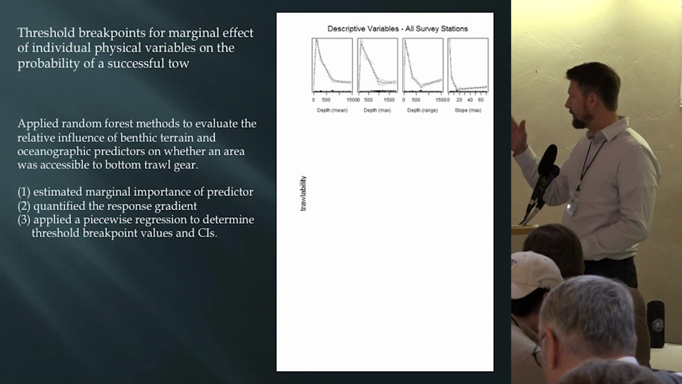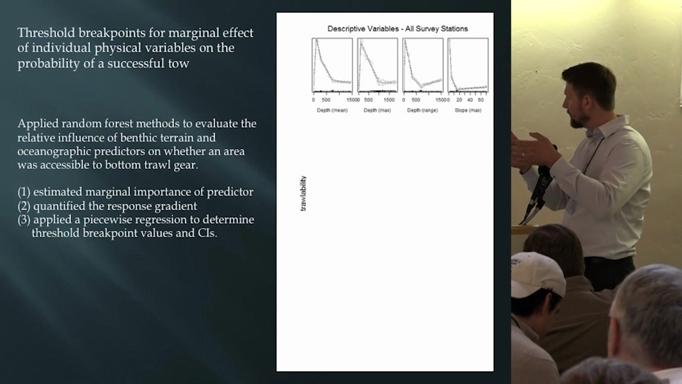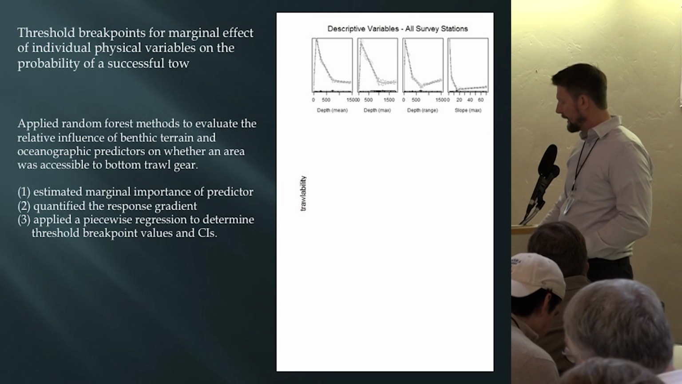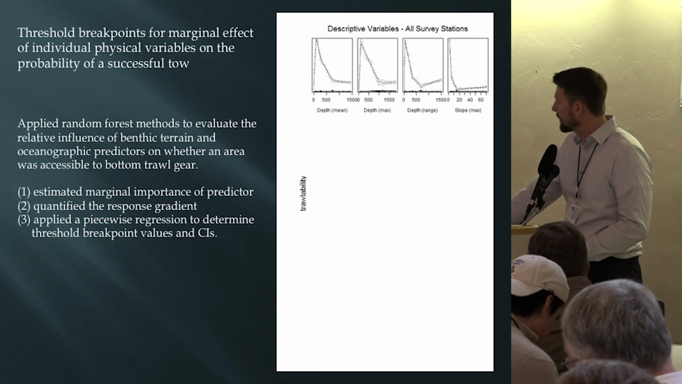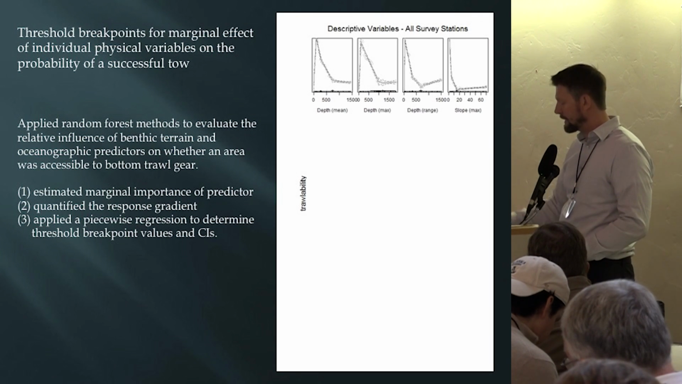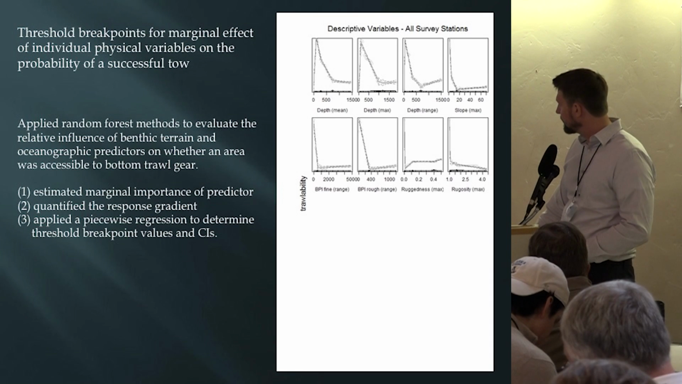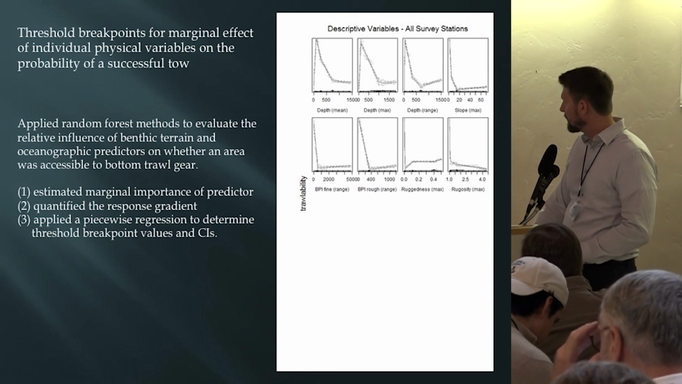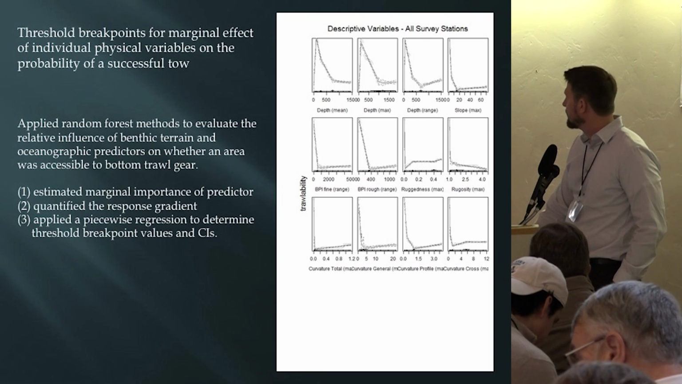Then we fit a split regression line to look at where you have breakpoints in that relationship, and what the variation or confidence interval is around where that breakpoint is. Can we use those breakpoints, where, say, at a certain depth or a certain steepness we don't have trawlable area, to predict in areas that we haven't surveyed what might be trawlable or untrawlable? So we did that for a range of depth, slope, again our typical metrics, BPI, ruggedness, and rugosity, curvature.